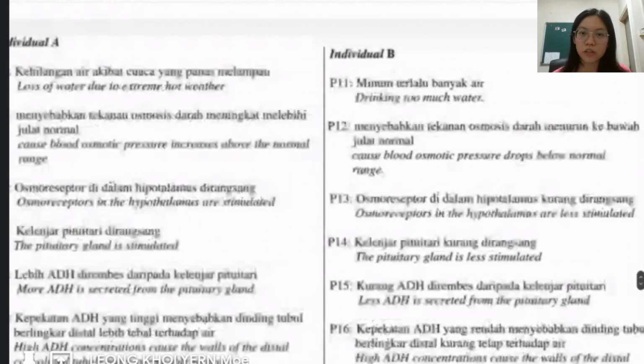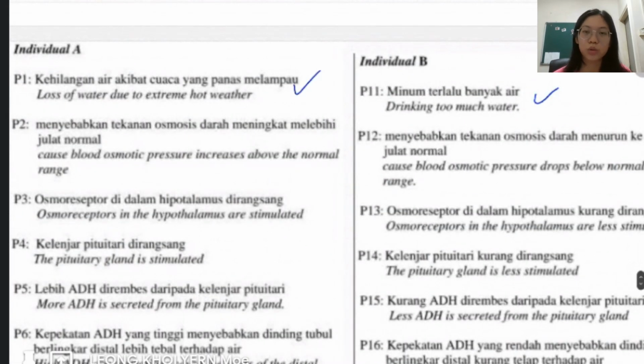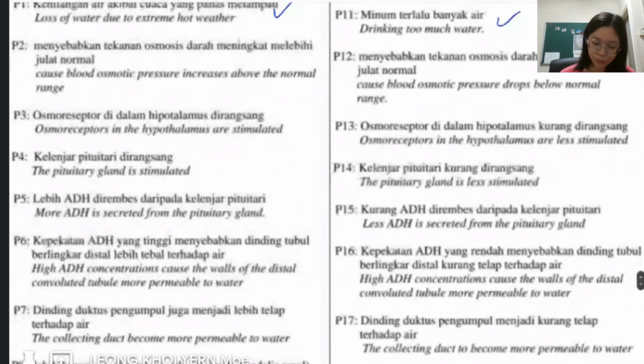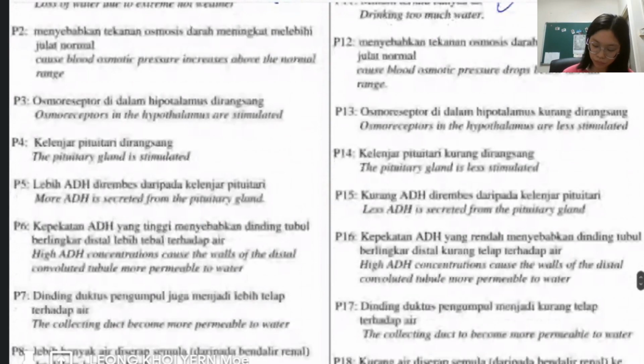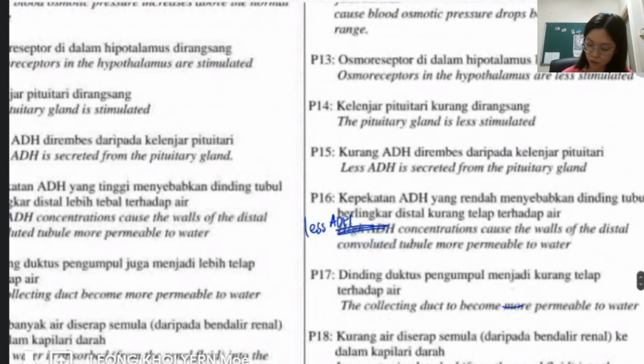You explain the condition first. This one he drinks a lot of water. This one is loss of water due to extreme hot weather. Then it causes your blood osmotic pressure to blah blah blah. Then osmoreceptor blah blah blah. Okay, this part because I copied from just now, so that's some small.